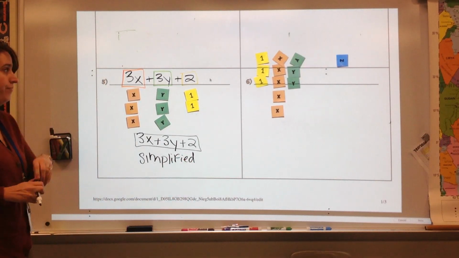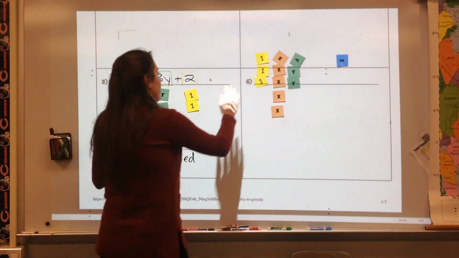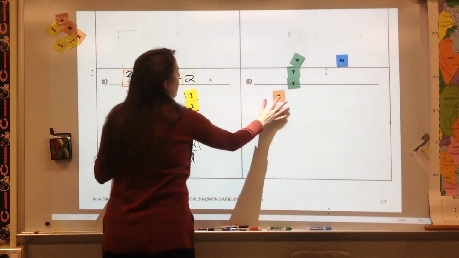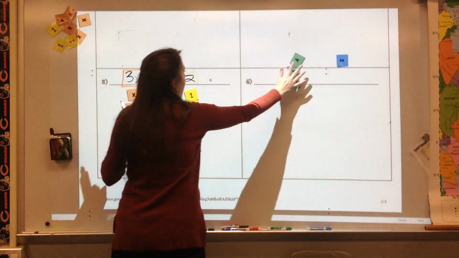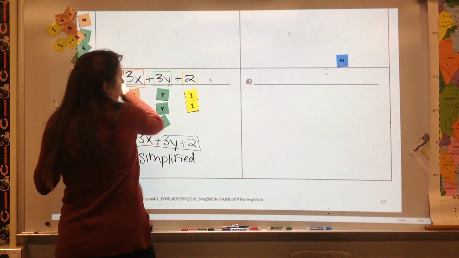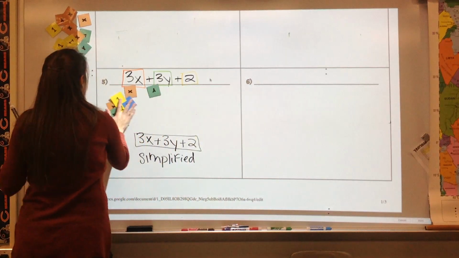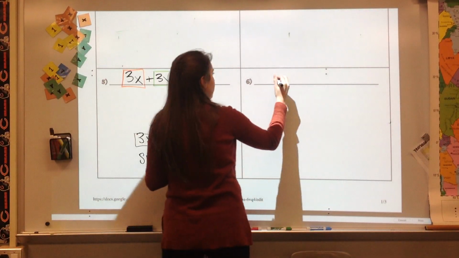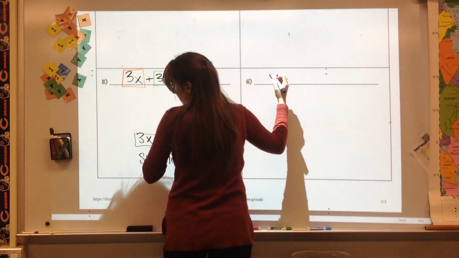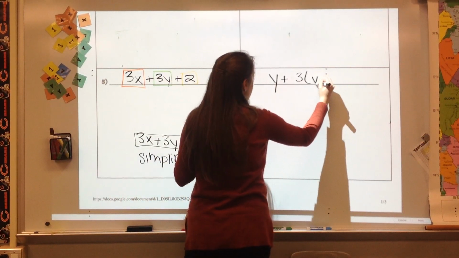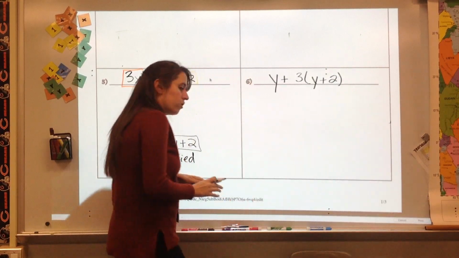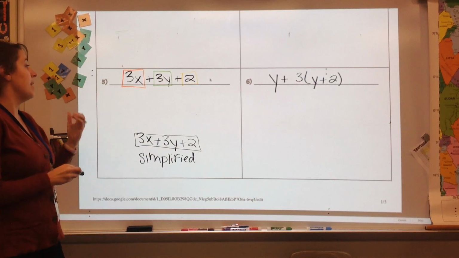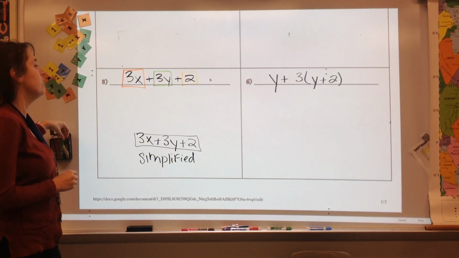Already simplified. Okay. So we're going to put the manipulatives aside for a moment as we move into some of these more complicated simplifying problems where we have to think about the parentheses. Okay? So, going to do y plus 3 times y plus 2. So the first thing we always ask ourselves, order of operations, we do parentheses first. Same thing for simplifying, we have to do parentheses first.